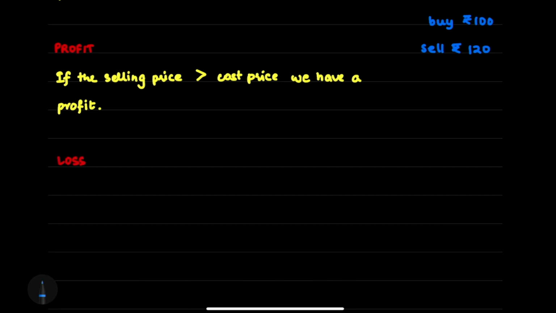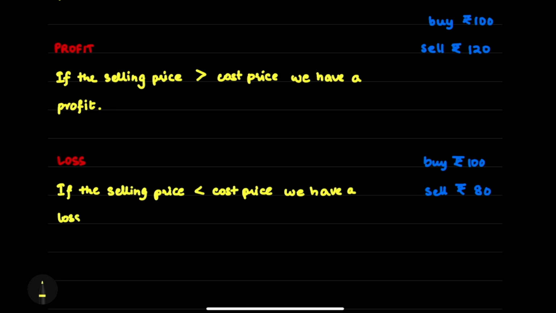Next is loss. Say I buy the carton at the same price, apple carton for 100 rupees, but because of slow progress and slow business, I'm not able to sell it. So I just sell it for a lower price, and that is 80 rupees, then I am having a loss. So formally, if the selling price is less than the cost price, we have a loss. We can also write down the rule of thumb for these. So profit is selling price minus cost price, and loss is cost price minus selling price.